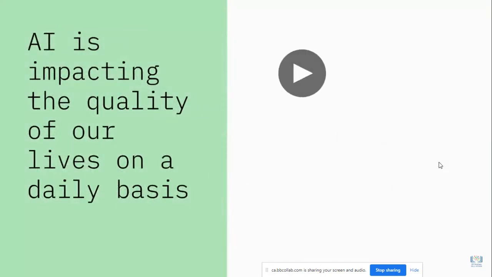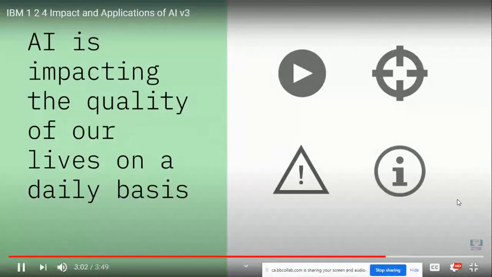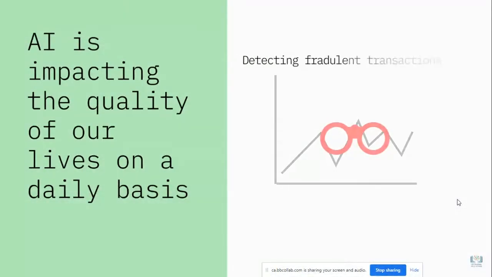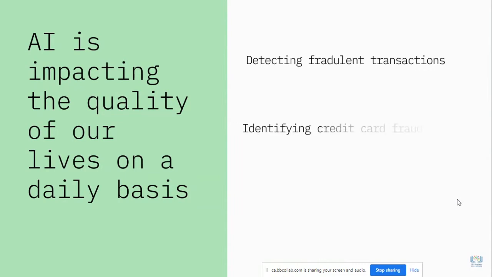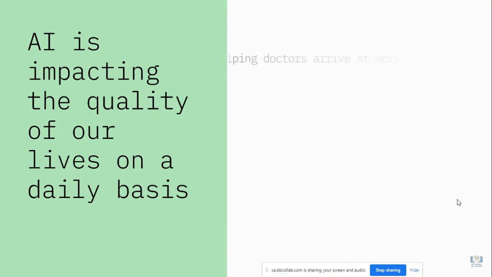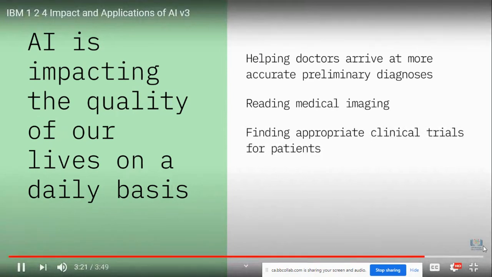There is AI in our Netflix queue, our navigation apps, keeping spam out of our inboxes, and reminding us of important events. AI is working behind the scenes, monitoring our investments, detecting fraudulent transactions, identifying credit card fraud, and preventing financial crimes. AI is impacting healthcare in significant ways by helping doctors arrive at more accurate preliminary diagnoses, reading medical imaging, finding appropriate clinical trials for patients.